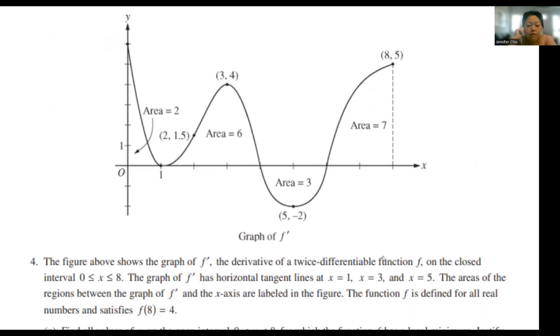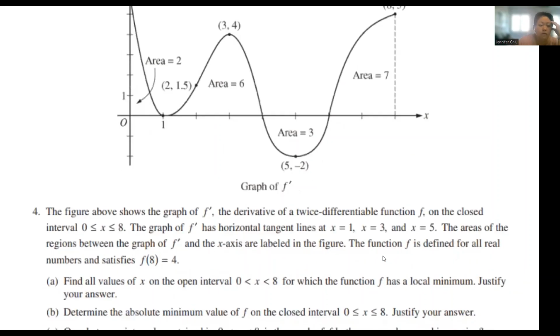The graph of f prime has a horizontal tangent at x equals 1, x equals 3, and x equals 5, which tells me these are kind of our max and min points, but with different ideas that we're going to work with. The areas of the regions between f prime and the x-axis are labeled in the figure. The function f is defined for all real numbers and satisfies f of 8 equals 4.